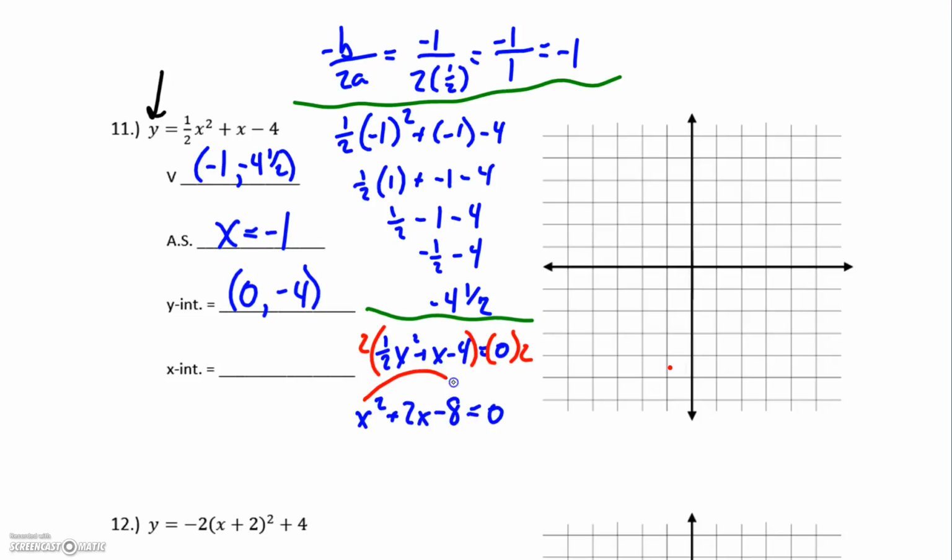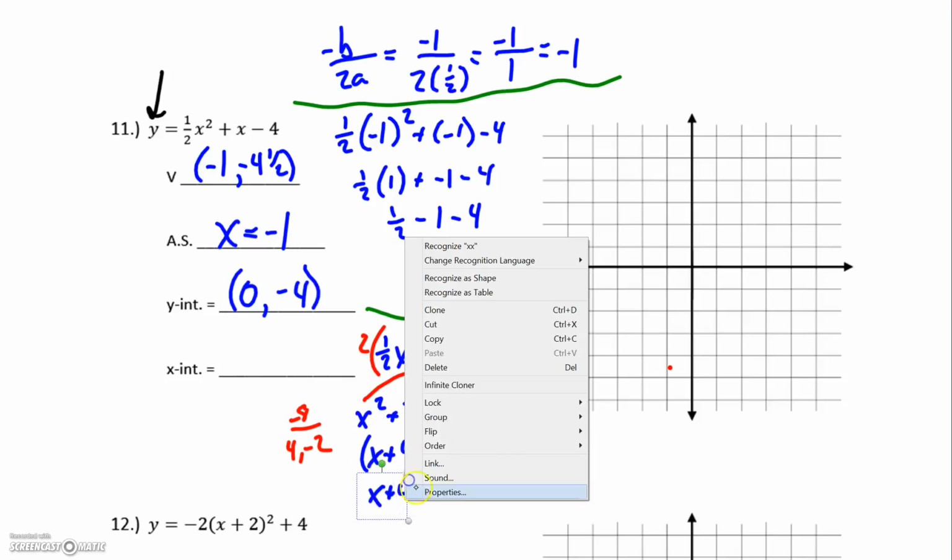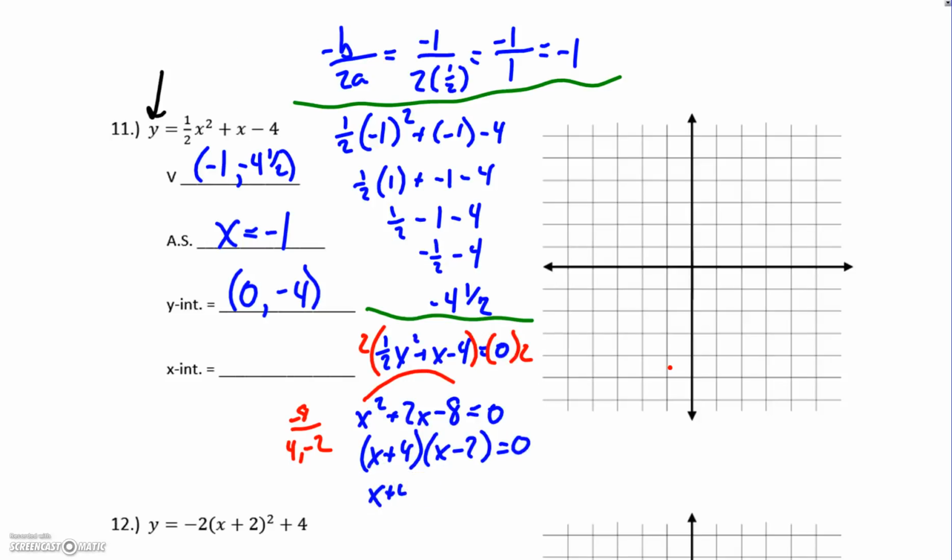Always check factoring first, so I build a bridge. That gives me a -8. Two numbers that multiply together to give me a -8, but add together to give me a +2 or a +4 and a -2. So then this thing's going to factor into an x plus 4 and an x minus 2. Now I can set each factor equal to 0. The x plus 4 equals 0.